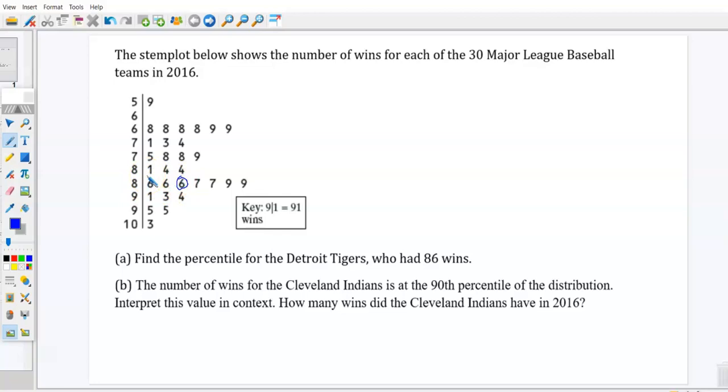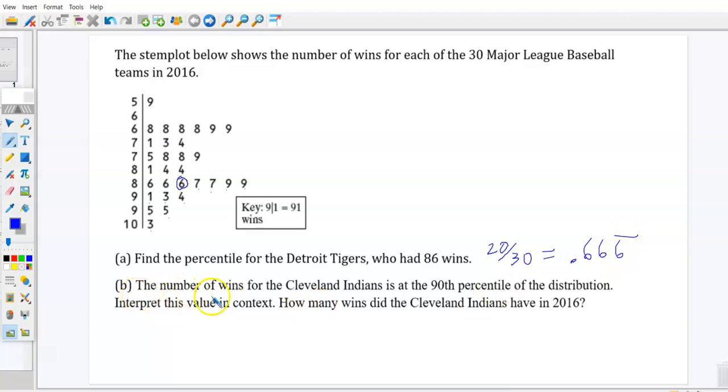It looks like there were 30 major league teams. I'm going to count: 1, 2, 3, 4, 5, 6, 7, 8, 9, 10. There are 10 that are better than 86. So this would be 20 out of 30. Get your calculator out. That's going to be 0.66 with the 6 repeating. So we have 66.6 percentile.